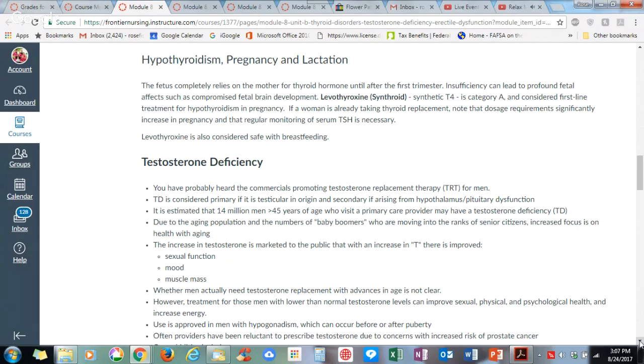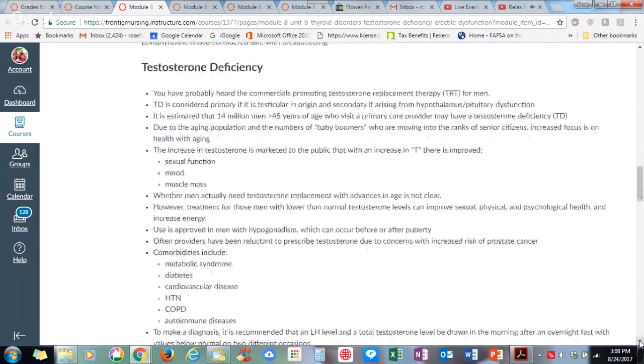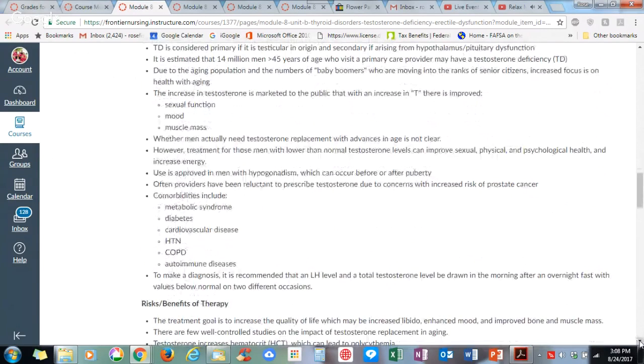Testosterone deficiency. You have probably heard commercials promoting testosterone replacement therapy, TRT, for men. Testosterone deficiency is considered primary if it is testicular in origin, and secondary if arising from a hypothalamic-pituitary dysfunction. It is estimated that 14 million men greater than 45 years of age who visit a primary care provider may have a testosterone deficiency. Due to the aging population and the numbers of baby boomers who are moving into the ranks of senior citizens, there is increased focus on health with aging.